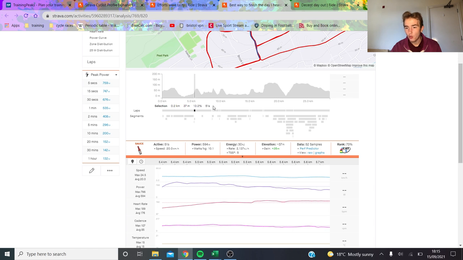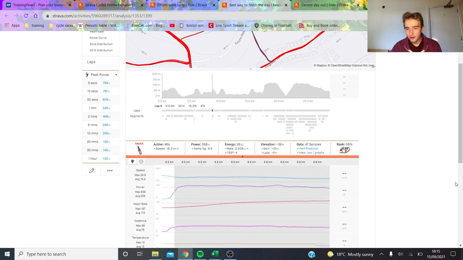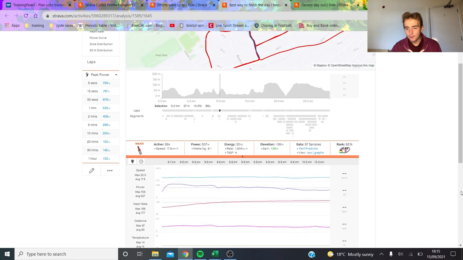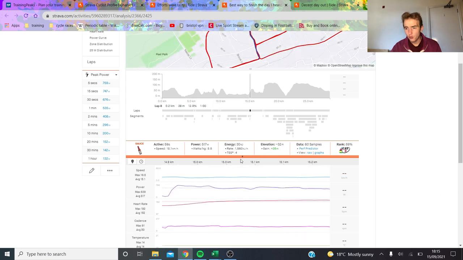I did 594 watts for 51 seconds, which is some of my best ever power. Again, this one's 47 seconds. If we actually look at it, it's again 590. This one was a little bit worse, 540.